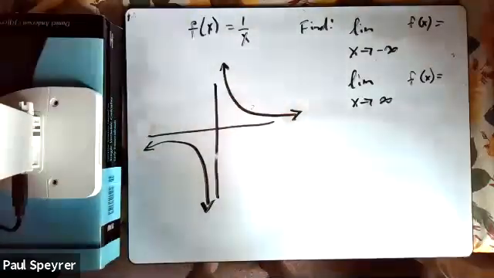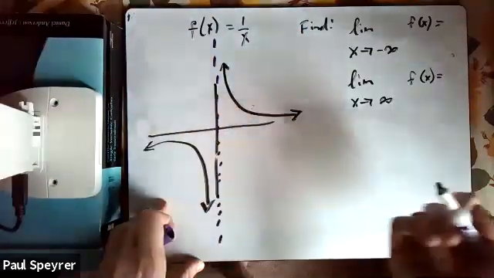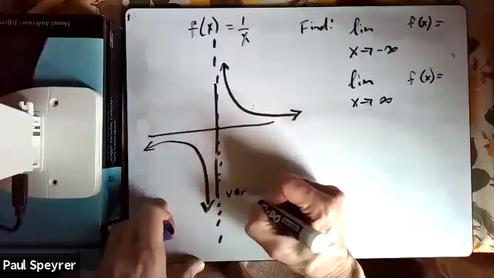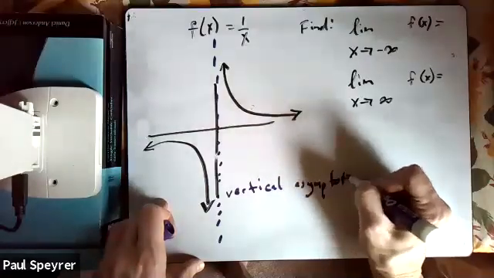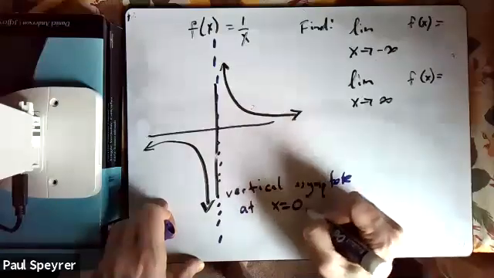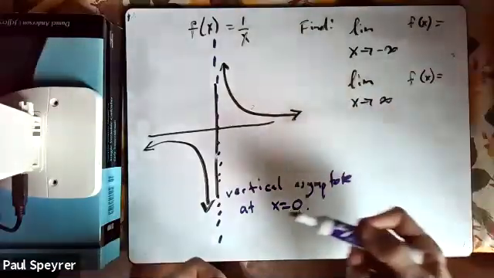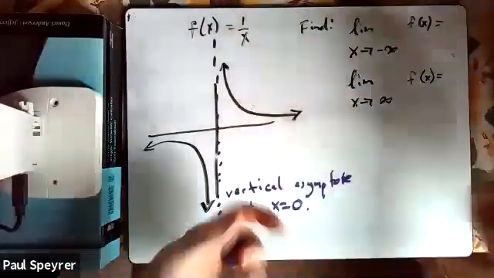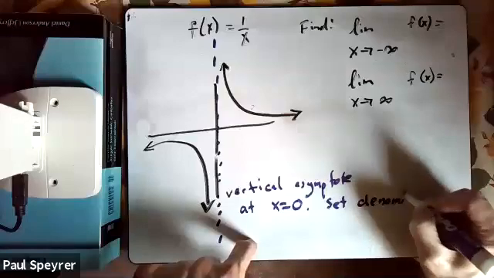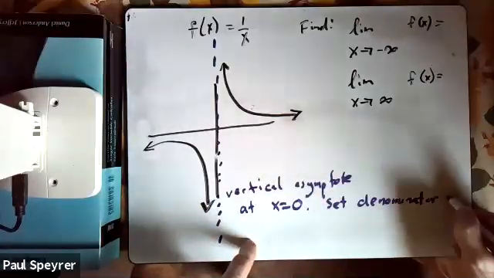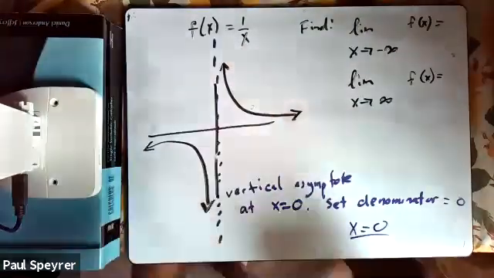But this actually goes back to the previous section. If you have some kind of imaginary vertical wall, this is a vertical asymptote at x equals 0. Where do we get x equals 0 from? Did we just make it up? No, remember, vertical asymptotes from Math 130 come from setting your denominator equal to 0 and solving for x. What was your denominator in this case? It was x, so x equals 0. That's where that comes from.